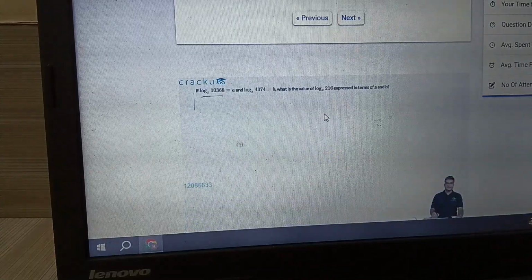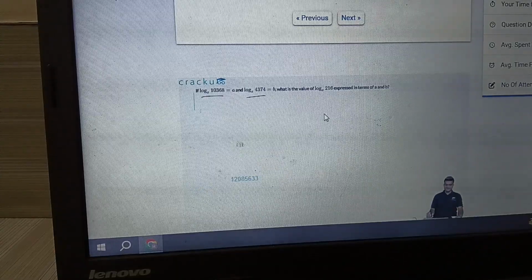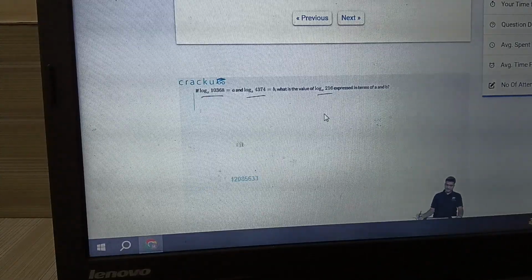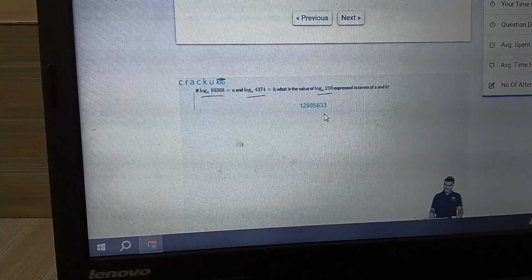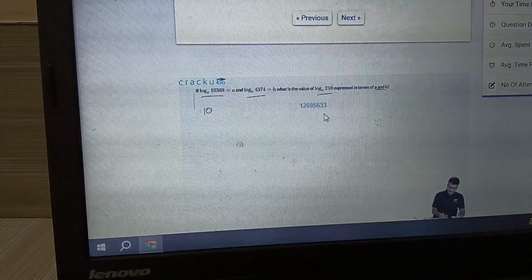log of 10,368 to the base x is equal to a and log of 4374 to the base x is equal to b. We are required to find out the value of log of 216 to the base x in terms of a and b. So if you are first looking at the numbers, what is the value of 10368?